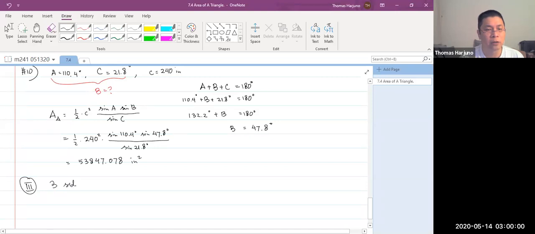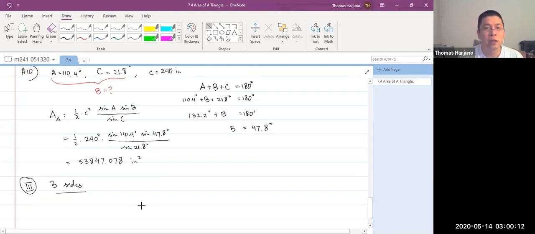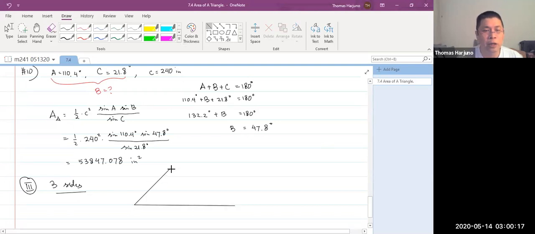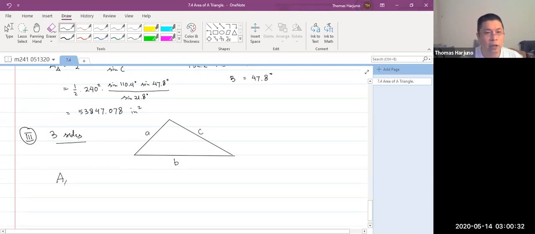Three sides of a triangle. So suppose I don't know any angles, but I know all three sides. Let's say this is A, B, and C. Now, the area of a triangle will be given by, I will not derive this formula, the derivation is actually in the book. They call that Heron's formula.